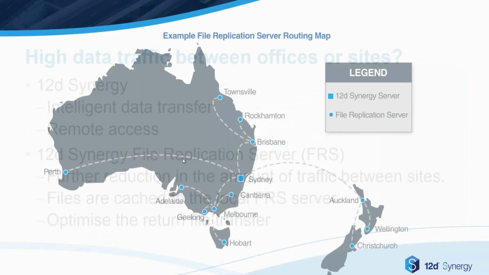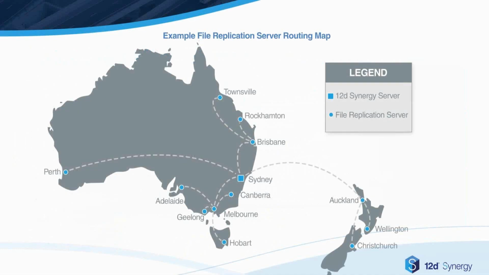Here's a bit of an example. It's probably a larger scale example than what we normally see. If I was in Brisbane and I request a file, and our primary Synergy server is in Sydney, I'm on a file replication server in Brisbane, so I'm going to request a file from Sydney. It'll come down to my laptop and be stored on my hard disk, and I'll be working on it. If anyone else in Brisbane requests that file, they don't need to look back to Sydney because that file already exists in Brisbane. So it's really saving on those data transfer times.